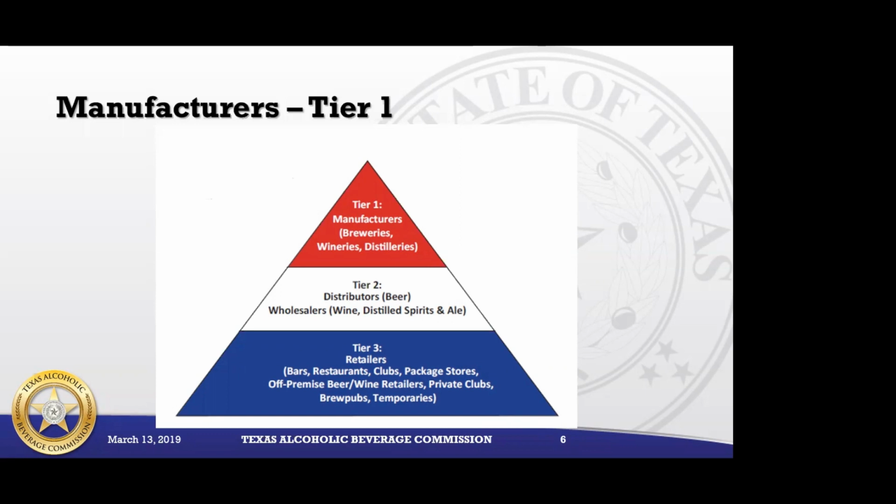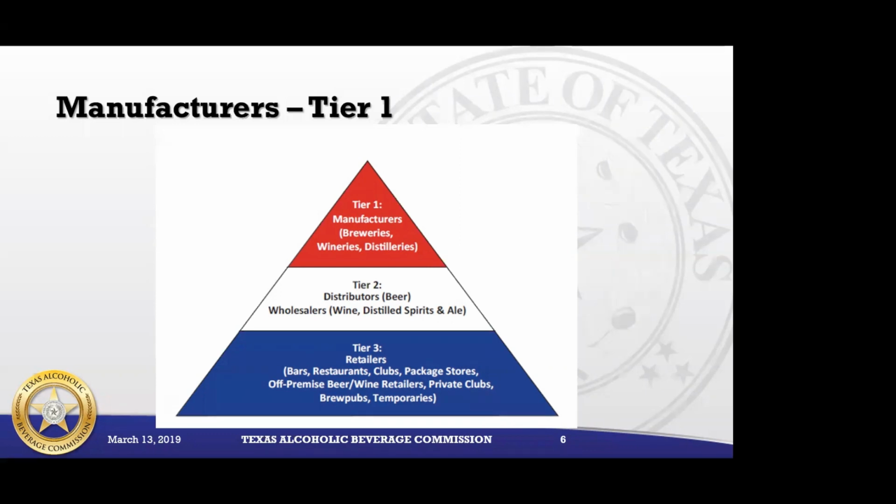The middle tier is for the distributors and wholesalers. Distributors usually distribute the beer. The wholesalers are for wine and distilled spirits and ale. And at the bottom, we have tier 3, which is for our retailers. This would be your convenience stores, restaurants, private clubs, and so forth.